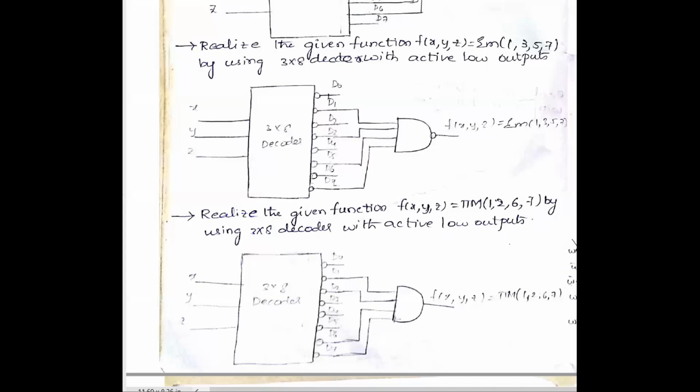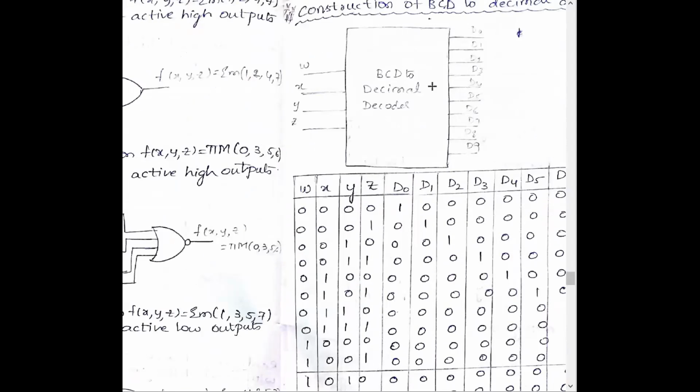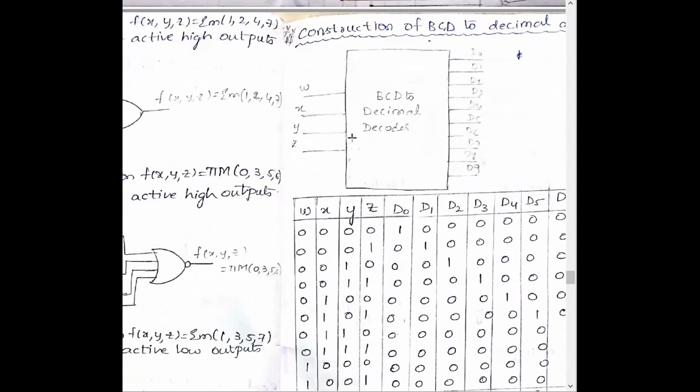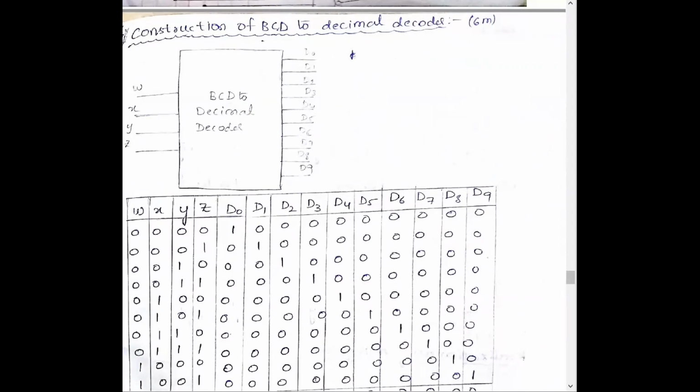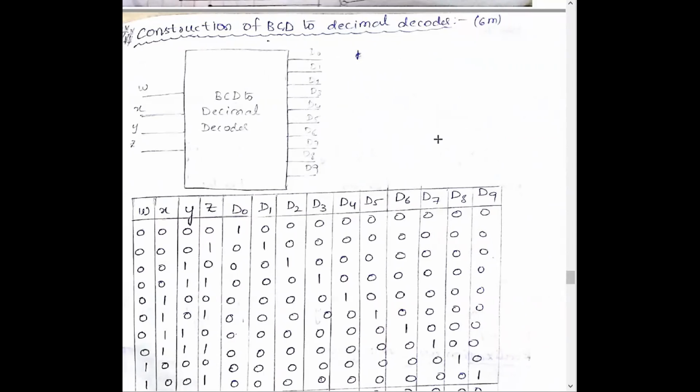Now, we are going to see one more topic in the decoders, conversions of decoders. See, construction of BCD to decimal decoder. Now we are going to see 3 problems. These 3 problems are very, very important, and we will verify them carefully.